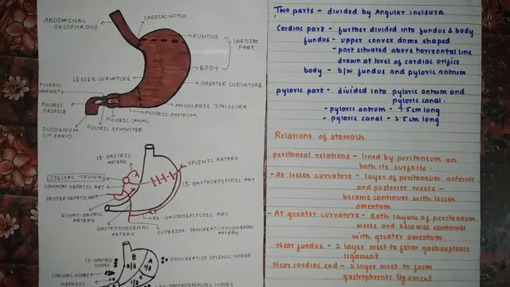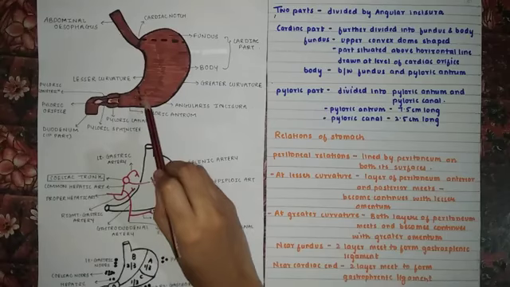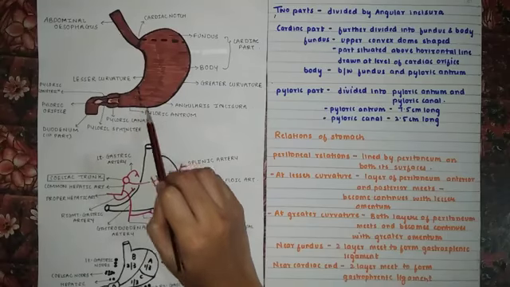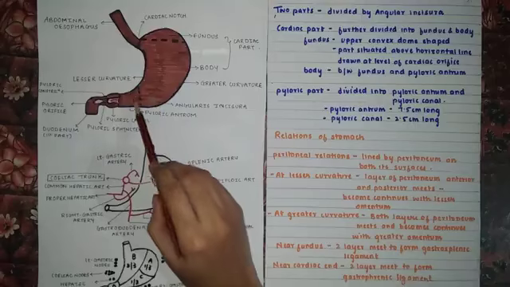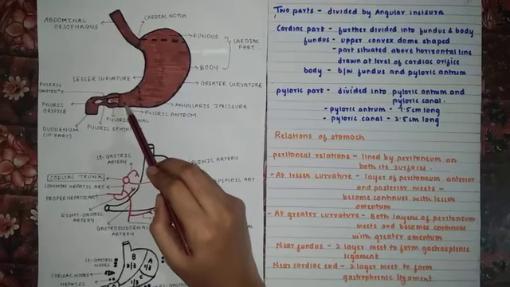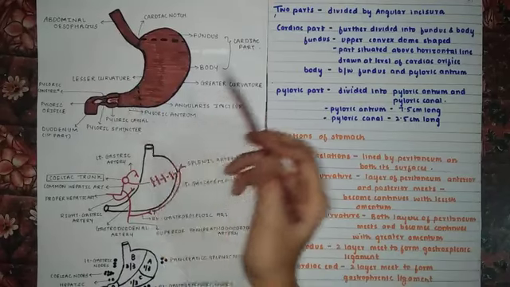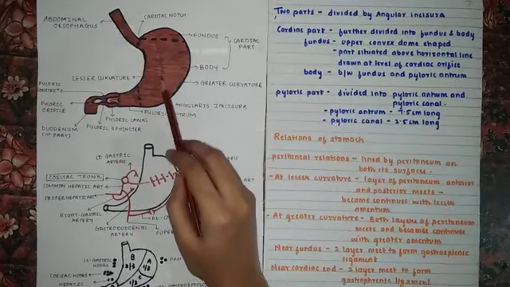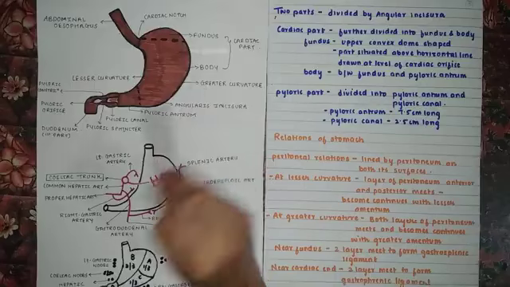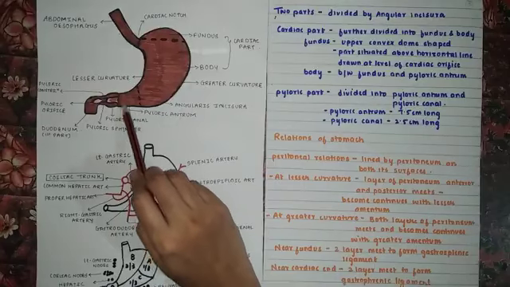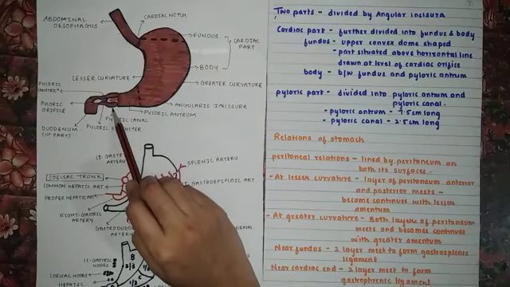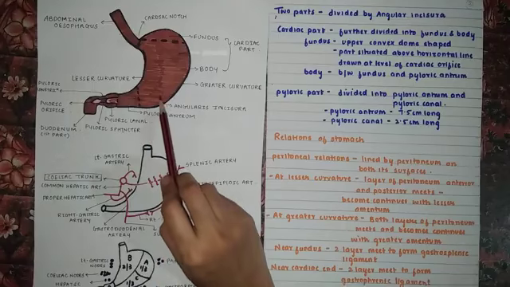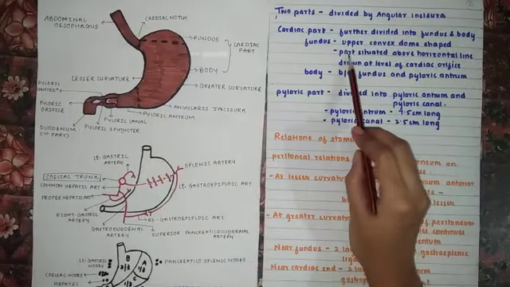It is divided into two parts by the angular incisura. It is an imaginary line called the angularis incisura, because of which the stomach is divided into two parts, the cardiac part and the pyloric part. This is the cardiac part which includes the fundus and the body, and the pyloric part which includes the pyloric antrum and pyloric canal. So the cardiac part is further divided into fundus and body.